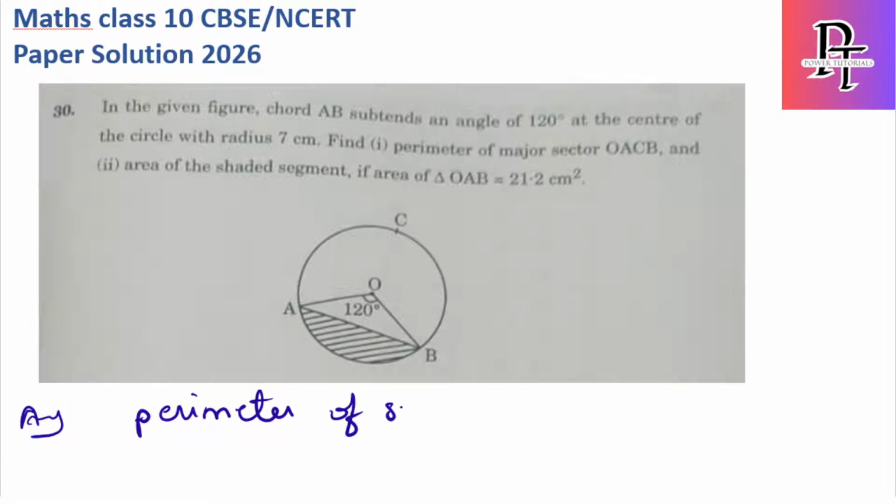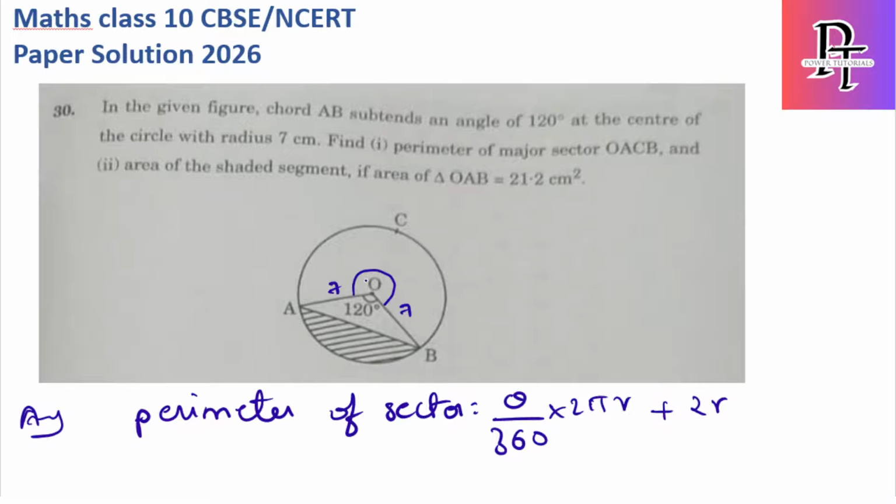Perimeter of sector, the formula is theta by 360 into 2 pi r. Not only 2 pi r, this will only give me the length of the arc, but I want the perimeter, which means you have to add 2r as well. Okay, so what is the radius provided? Radius provided is 7. So theta for the major segment will become 360 minus 120, which is 240 degrees.